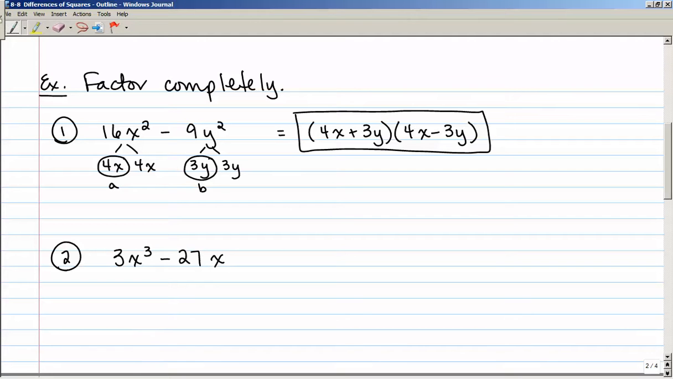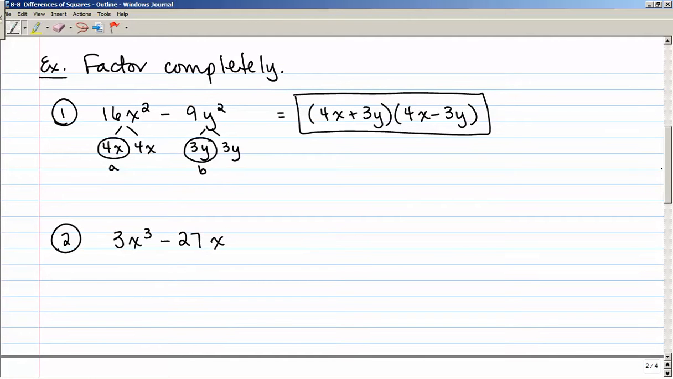Now, example number 2 here, right off the bat, doesn't look like a difference of squares because I actually have an x cubed and I have an x to the 1. But one thing I'm noticing is that this has a greatest common factor of 3x. Both of those terms can be divided by 3x. So if I take a 3x out of the first term, I'm left with x squared. Take a 3x out of the second term, I'm left with negative 9.